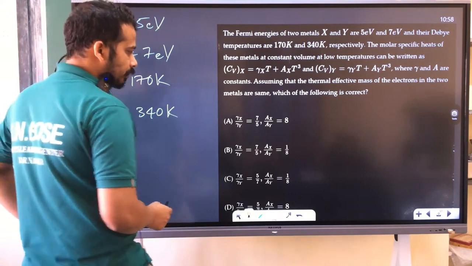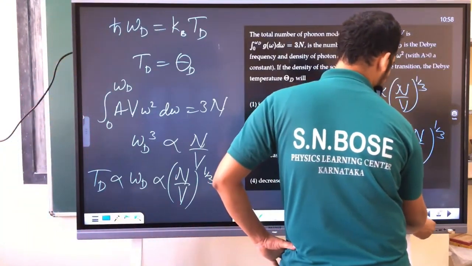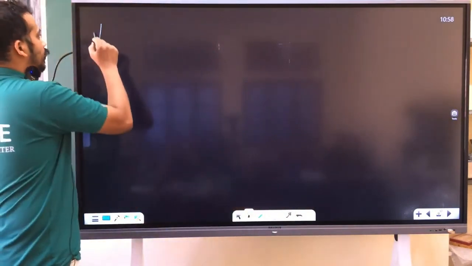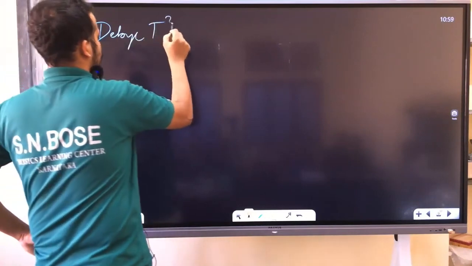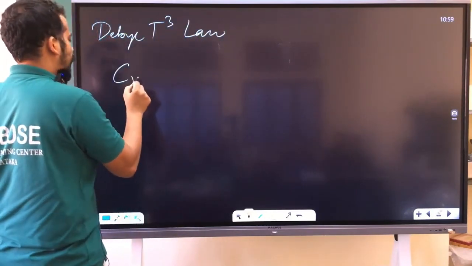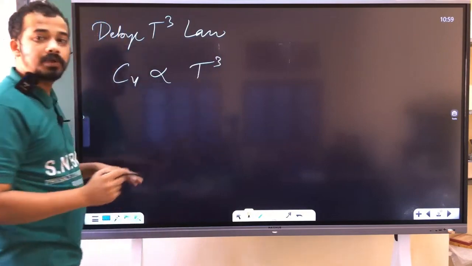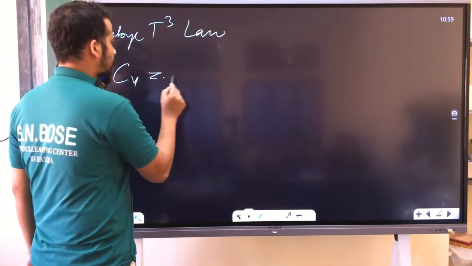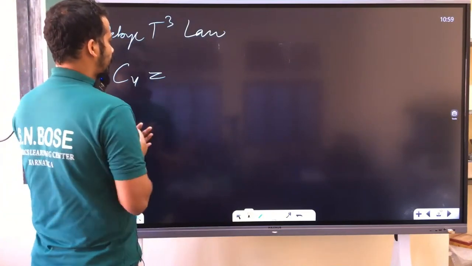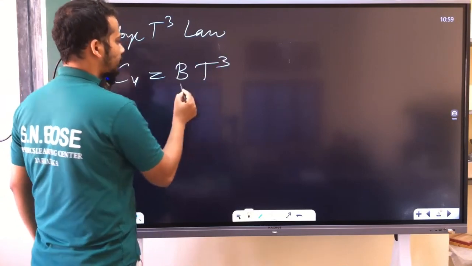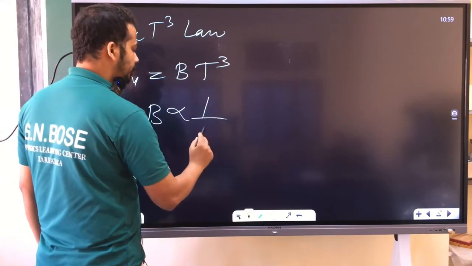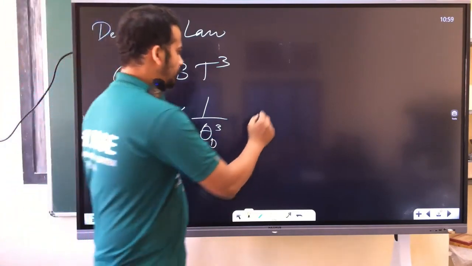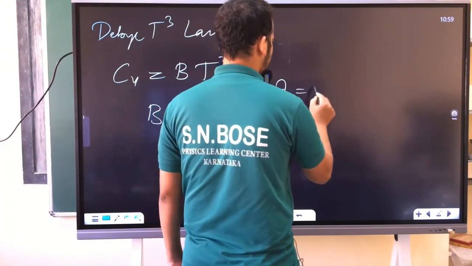The thing that I forgot to mention is the usual Debye theory, the Debye T cube law. The specific heat is proportional to T cube. But that's not sufficient. I need, what are these constants? We write BT cube usually. What is this B proportional to? I hope this is proportional to theta D cube. Theta D means TD.